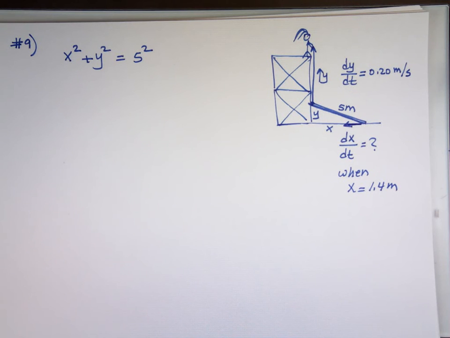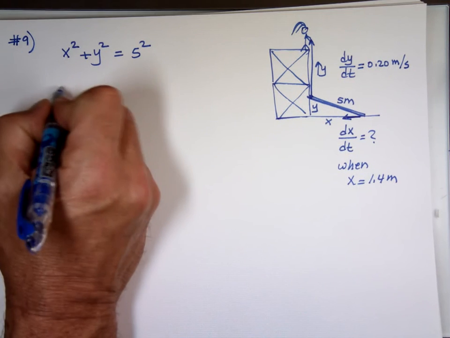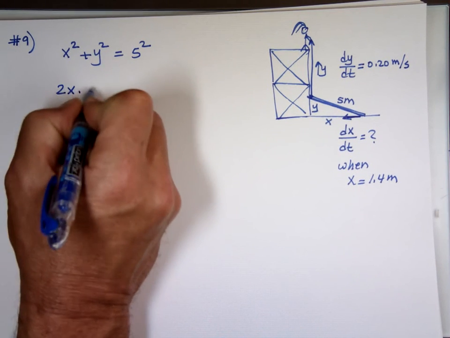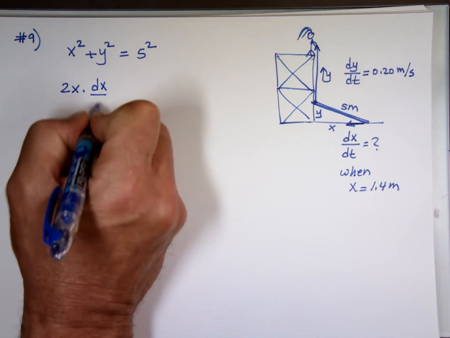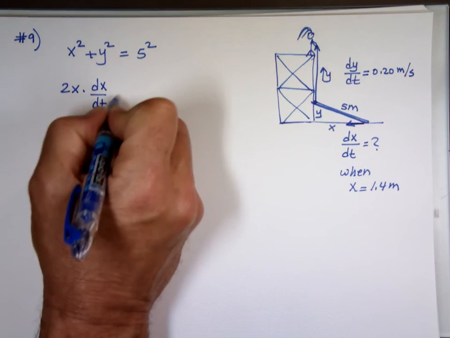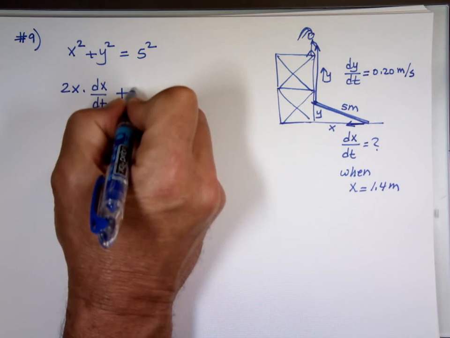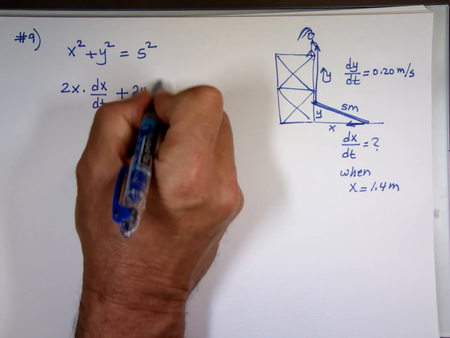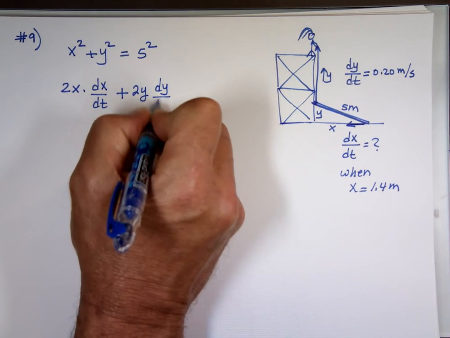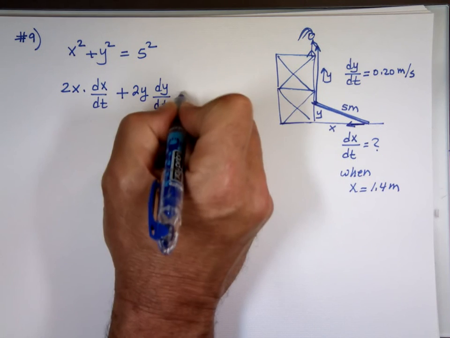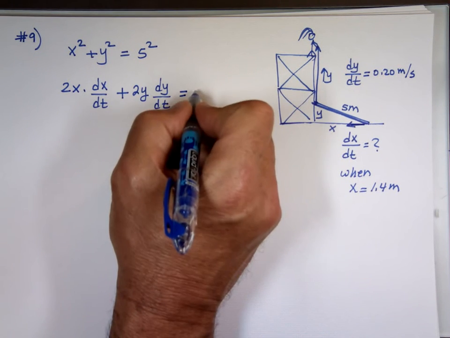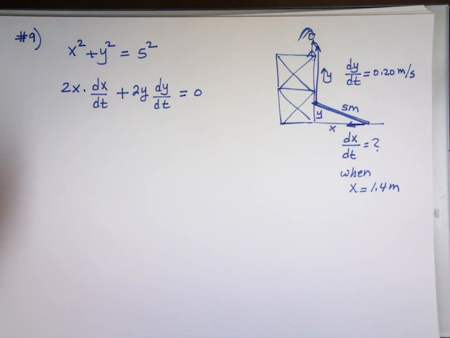What's the derivative of x squared? 2x times dx/dt. What's the derivative of y squared? 2y dy/dt, all with respect to time. And what's the derivative of 5 squared? The derivative of 25 is 0. That's a constant. Plug in the numbers, and you're good to go.